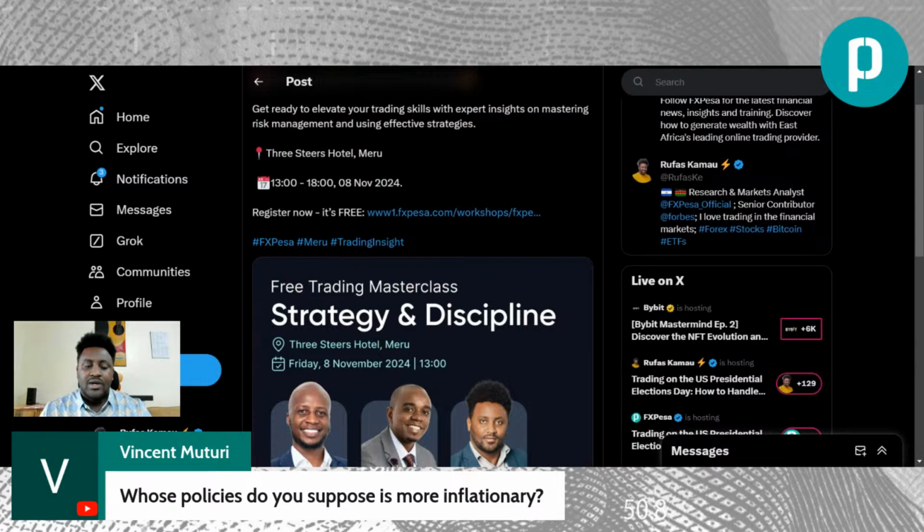At the same time, Trump is pro fossil fuels. So if there is higher fossil fuel or oil production in the US, then energy prices could go down, which is anti-inflationary.